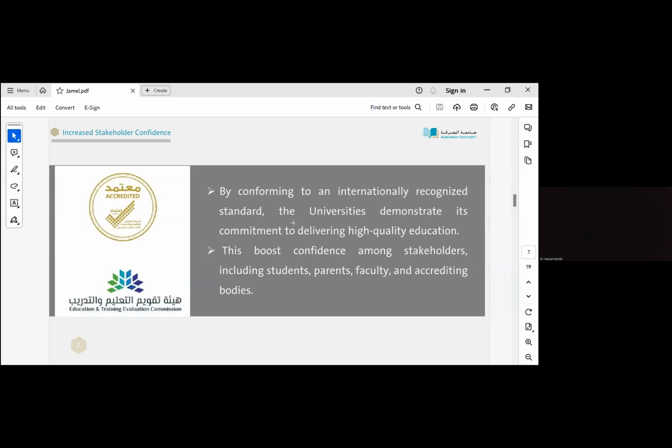Now, we are saying this ISO standard has increased stakeholders' confidence. Most of our stakeholders have become very impressed with what we have been doing. By conforming to an internationally recognized standard, universities demonstrate their commitment to delivering high quality education. And that is the motto of every institution. So this boosts confidence among stakeholders, including students themselves, their parents, faculty, and accrediting bodies.